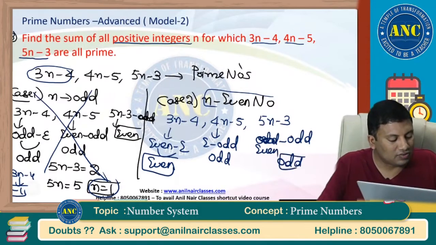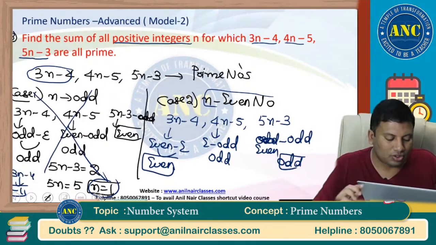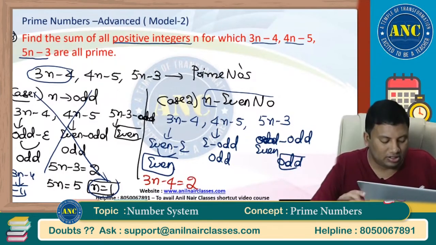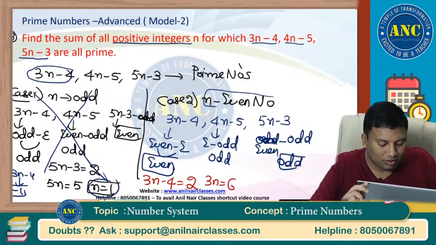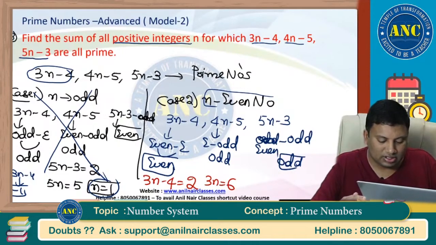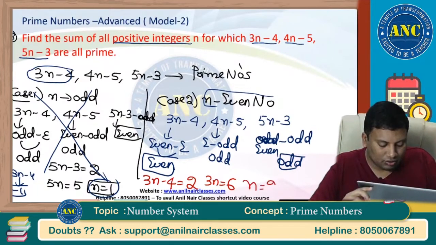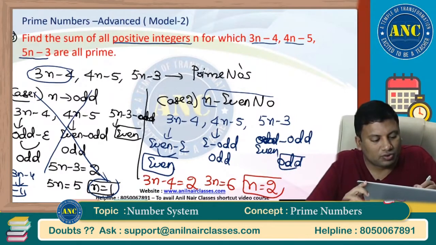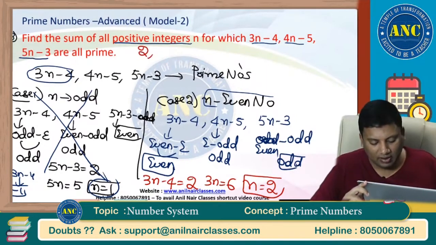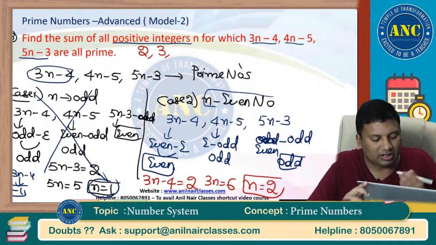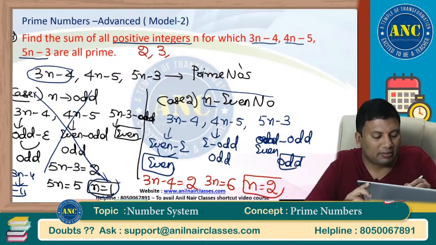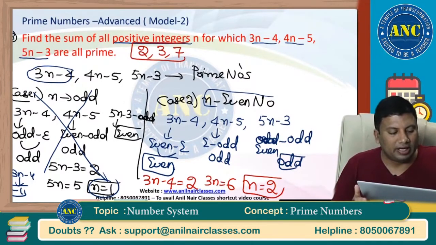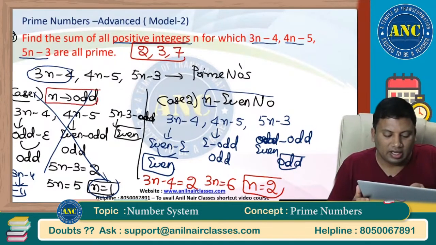The only one case which we got is 3n minus 4 should be even. So if 3n minus 4 is even, the prime possible is 2. So 3n equals 6, n equals 2. Check it out: if n equals 2, it is satisfying. 3 twos are 6, 6 minus 4, 2. Yes. 4 twos are 8, 8 minus 5, 3. Yes. 5 twos are 10, 10 minus 3, 7. Yes. 2, 3, 7. It is possible. I hope it is clear. I took two cases. N is an odd number.